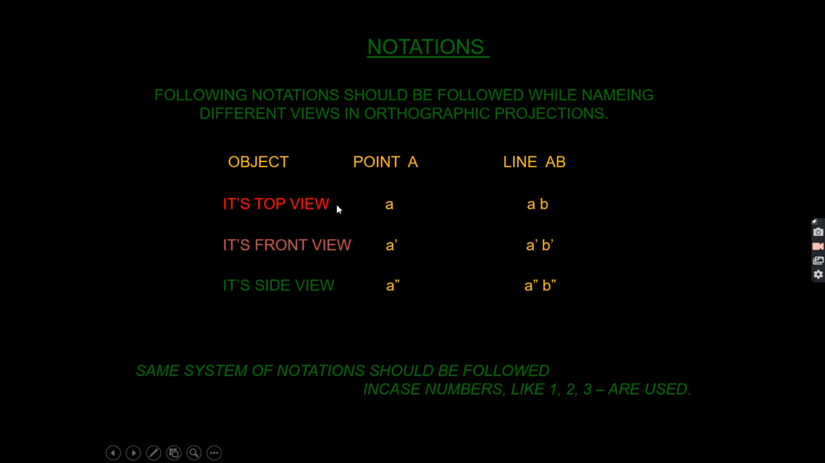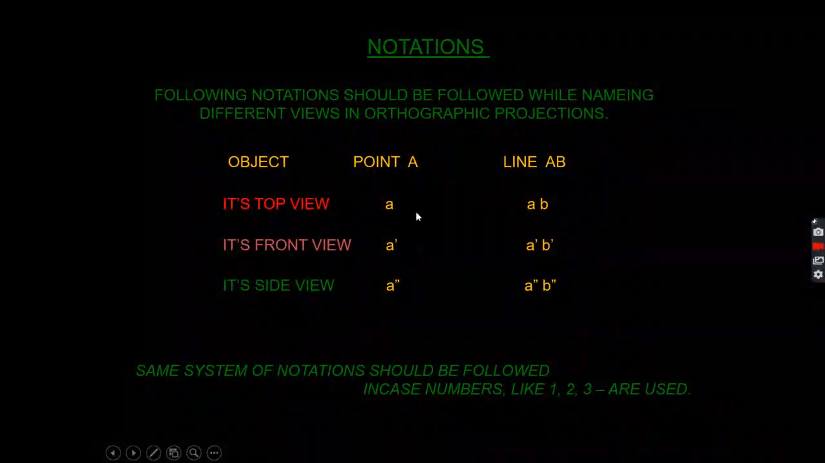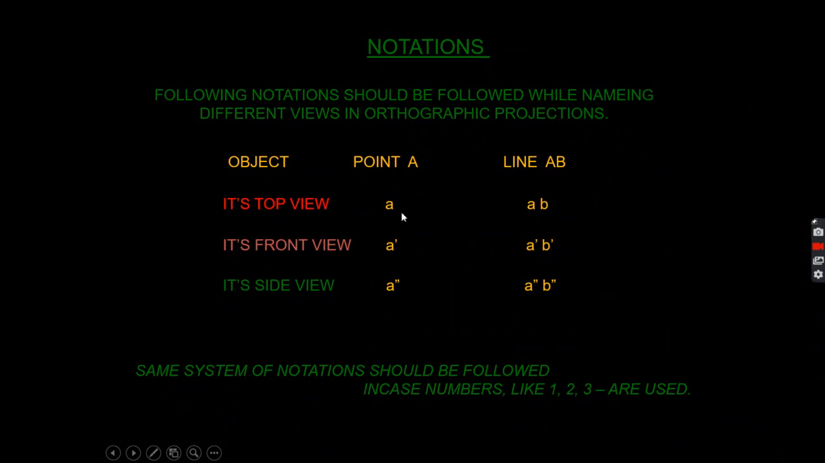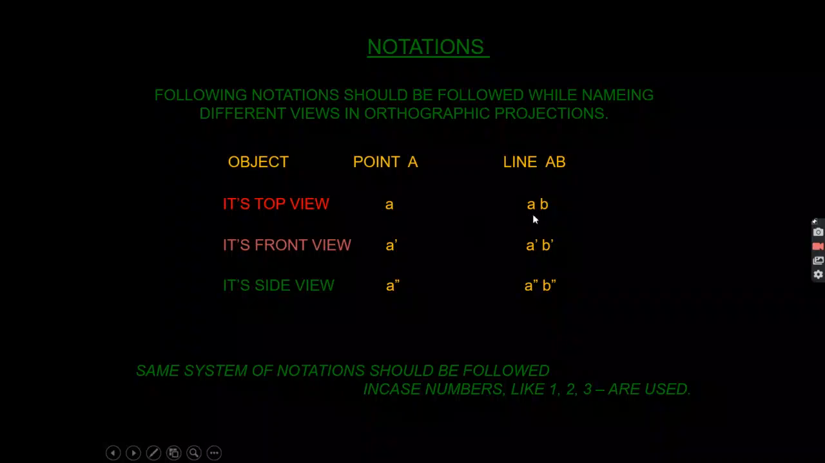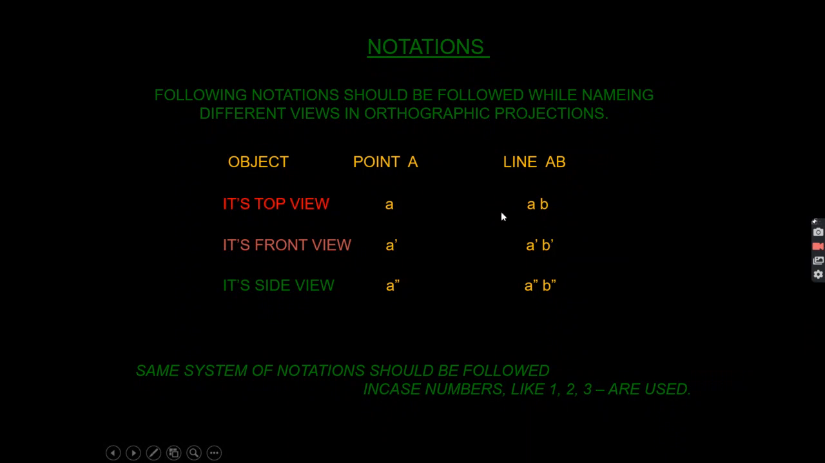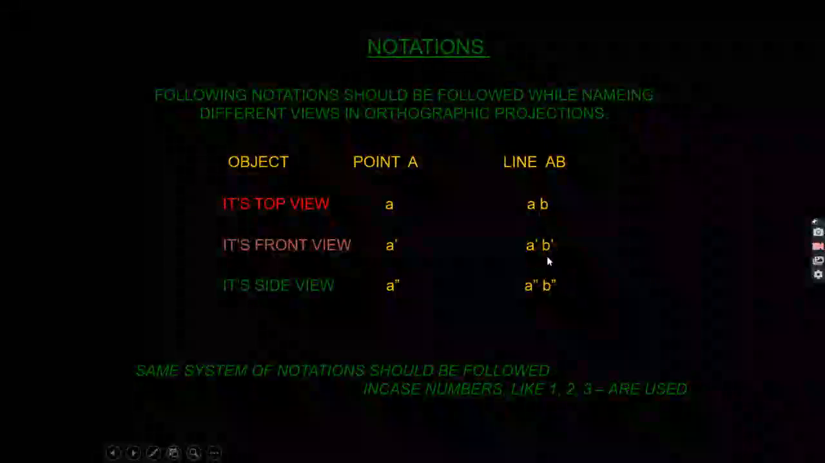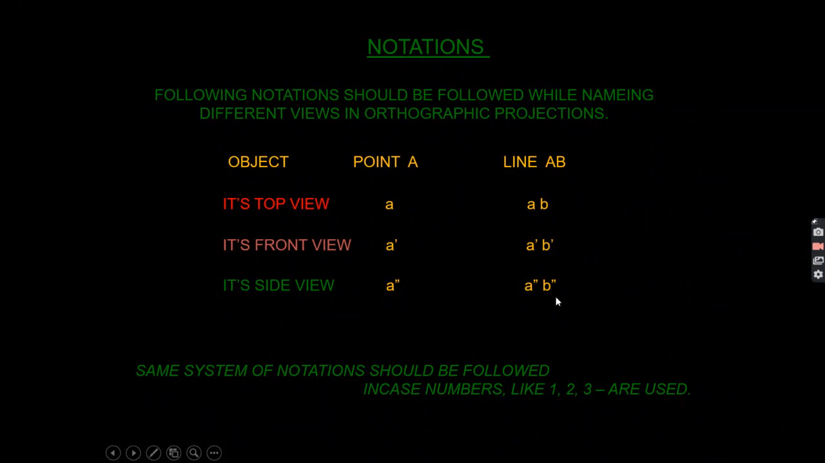For the top view, okay, there is a point A. Then in the top view, you have to indicate it with a small a. While you are drawing the front view, you have to indicate it with the help of a dash, and in the side view, a double dash. Similarly, if there is a line like AB, then in the top view, you have to write a small a and small b. In the front view, a dash b dash, and in the side view, a double dash b double dash.